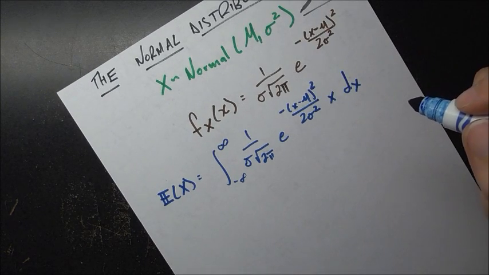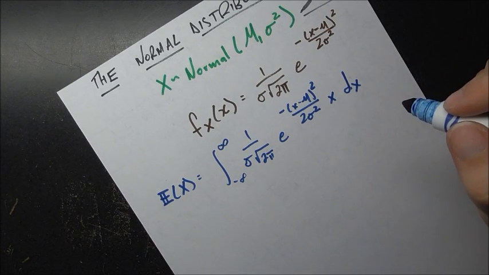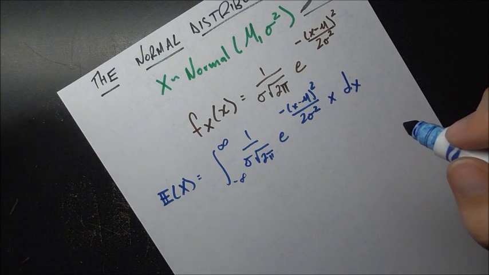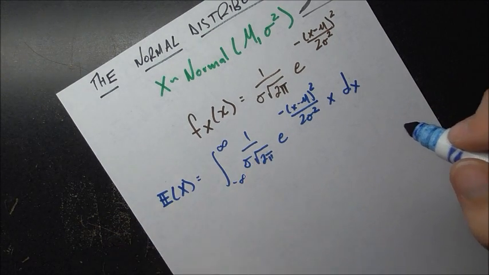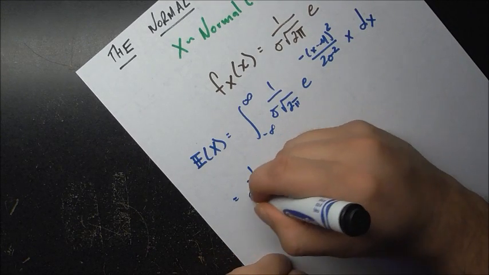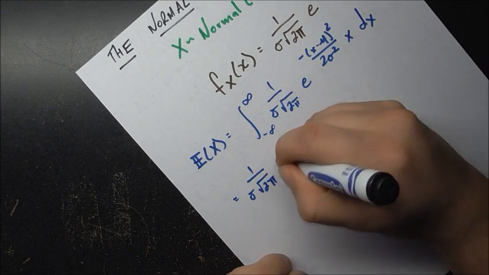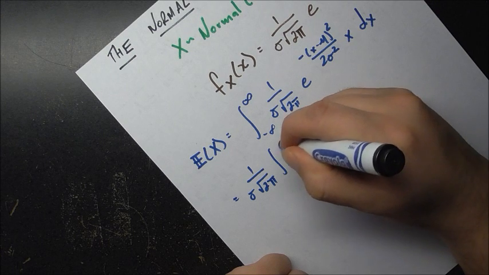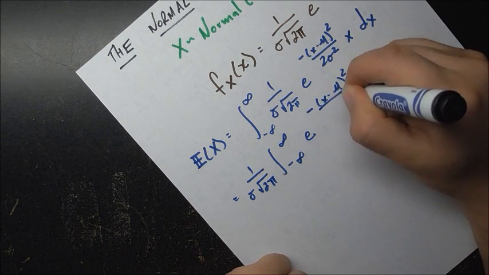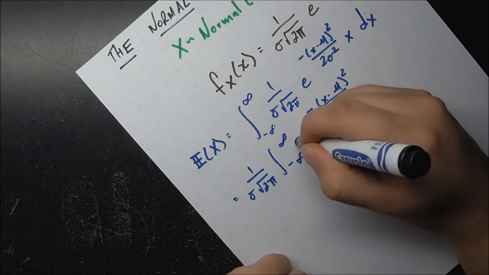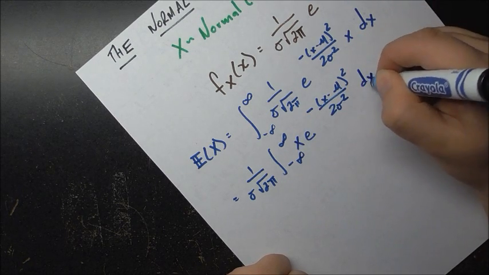Okay, this looks very complicated, and there's a few tricks we're going to have to learn along the way. So let's do the simplification we can. This right here is a constant. This sigma radical 2 pi is a constant. We're going to pull it right out. 1 over sigma radical 2 pi, integral from minus infinity to infinity, e to the minus x minus mu squared over 2 sigma squared, and we have an x out here, dx.